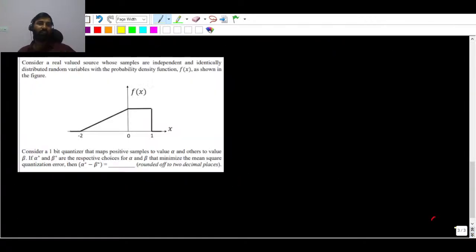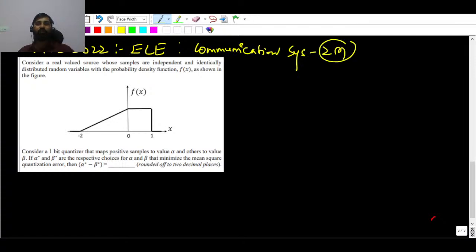Let's move to the GATE 2022 question. This question was asked in GATE ECE paper, from the concept of quantizer, or you can say from the subject communication, for 2 marks. So let's read the question, because reading the question is very important. Whenever the question is on the screen, read it first, and while reading you have to fetch the information, right?